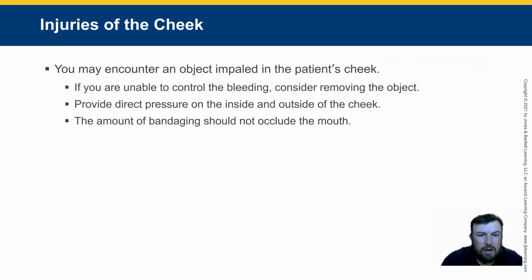You may encounter an object impaled in the patient's cheek. One, we want to control bleeding. We don't ever want to remove an impaled object. I don't care where it is. There's only two times that we do that. One, if it's impaled in the cheek or mouth and it affects our airway, or two, which is a whole other chapter, if we're impaled in the chest and we have to do CPR, we can pull something out then. But point being, we leave everything in place, we secure it in place to where it can't move anymore. We control that bleed and then we transport with the object where it was found.